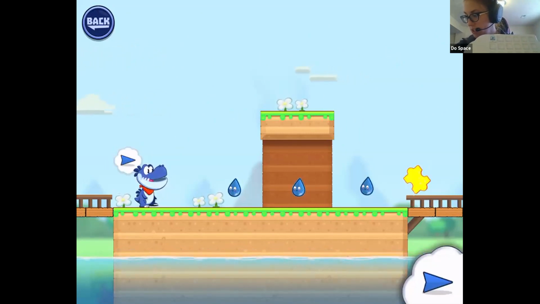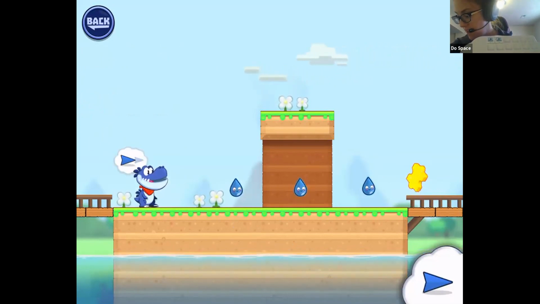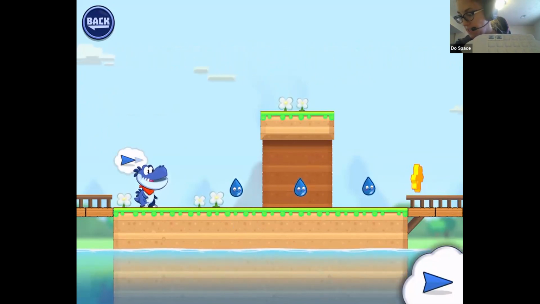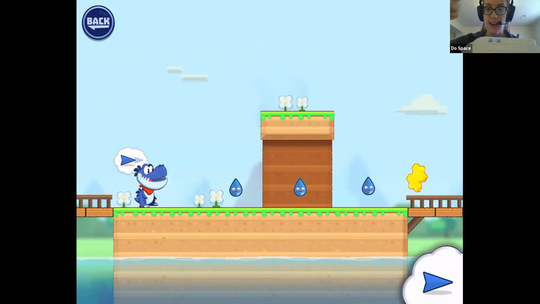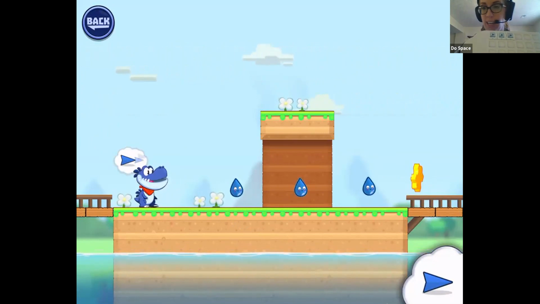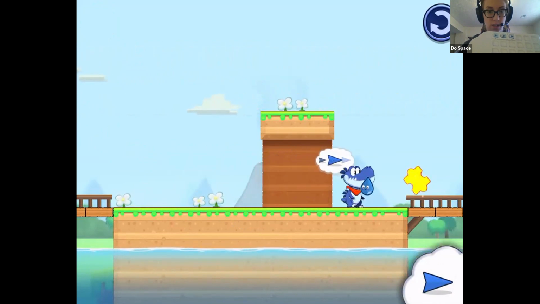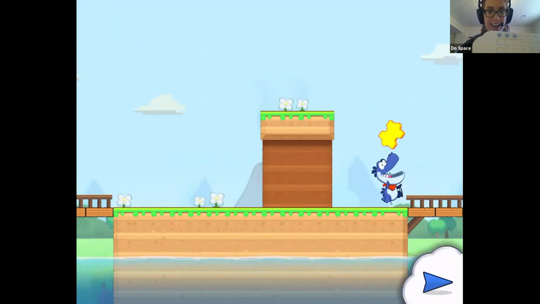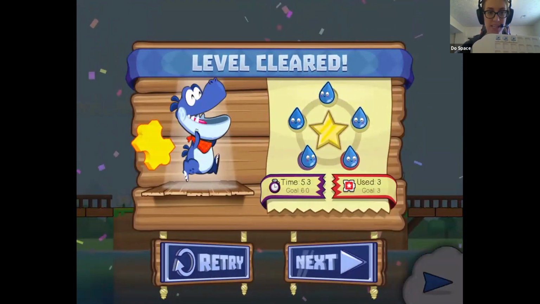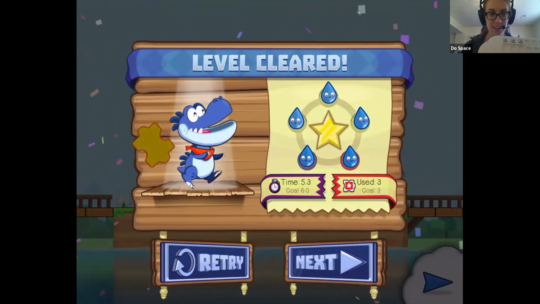Let's see if I can find 3. Oh my goodness, maybe. There we go. I have 3 of these. So I have 1, 2, 3. Let's see if that is what I need. I did it! I was able to get all the water drops and get to the golden puzzle piece. Nice.